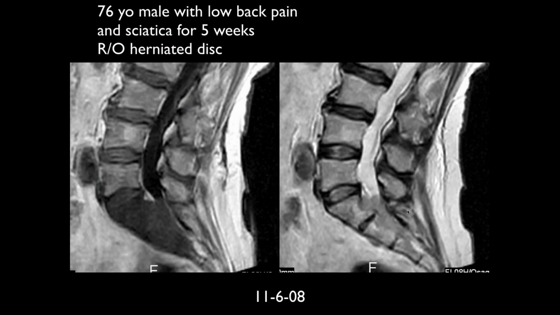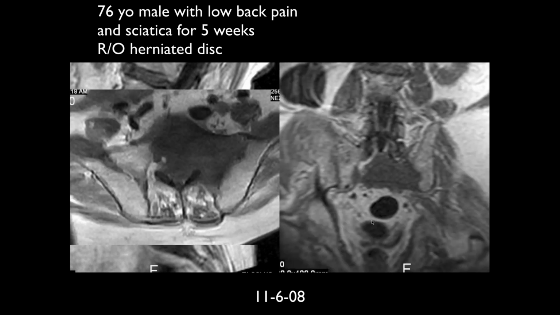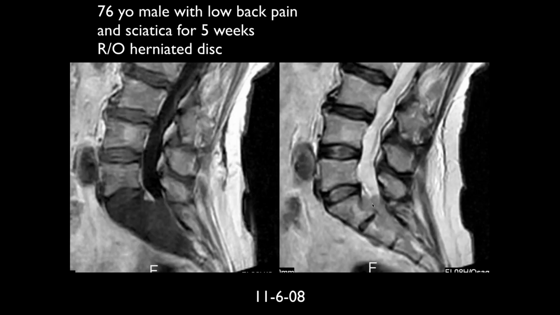Yeah, but if this were a mass, it would destroy the end plates. That's what I was going to ask. The end plates are maintained here, right? Exactly. So this is characteristic of an infection. That's why I pointed that out. That's right. Very important. Good. So there's no mass that'll act like that on T1 versus T2. Not that I know of. That's good.